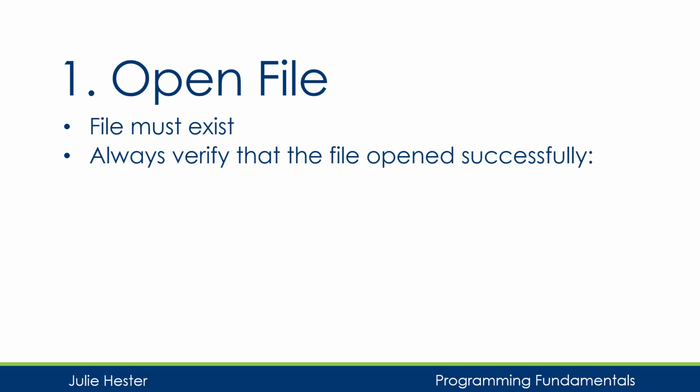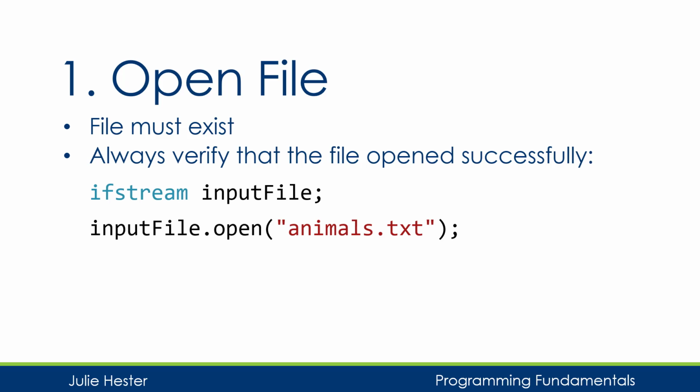So first, we'll open the file. This file must exist, and after we attempt to open it, we want to verify that it actually did open successfully. So here I have my input file variable, data type ifstream, named inputFile. And inputFile is an object. So with objects, when we want to call a function, we separate the variable name and the function name with a period. So here we have inputFile.open, and as a parameter to the open function, I've passed the name of my file.